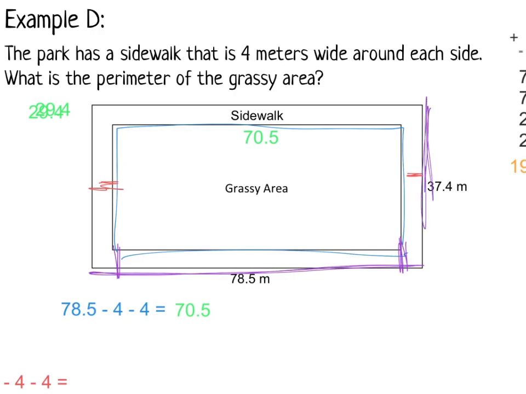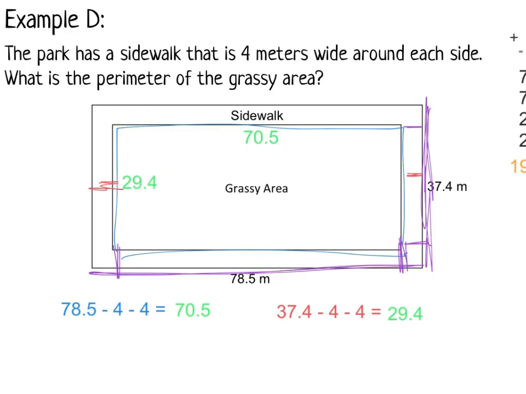I can apply the same principle on the opposite shorter side. So this side is 37.4. But again, I want to stop here where the grassy area is. So again, I know the sidewalk is 4 meters on each side. So I'm going to take my 37.4 minus 4 for one side of the sidewalk, minus 4 for the other side of the sidewalk. And when I do that, I end up with 29.4. So if I know this is 29.4, this is 29.4.